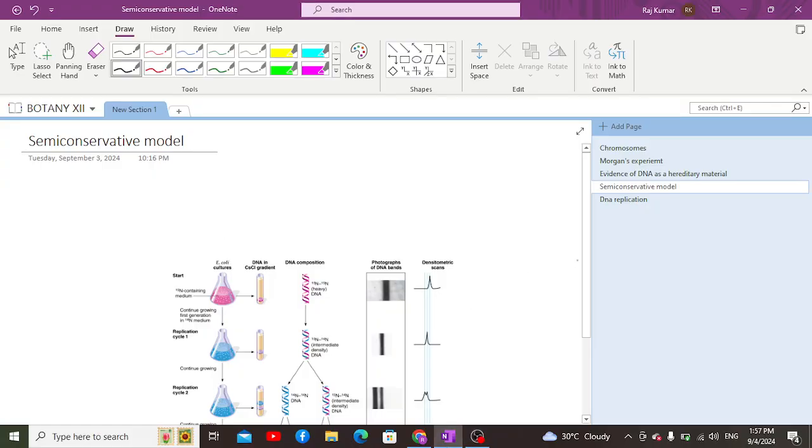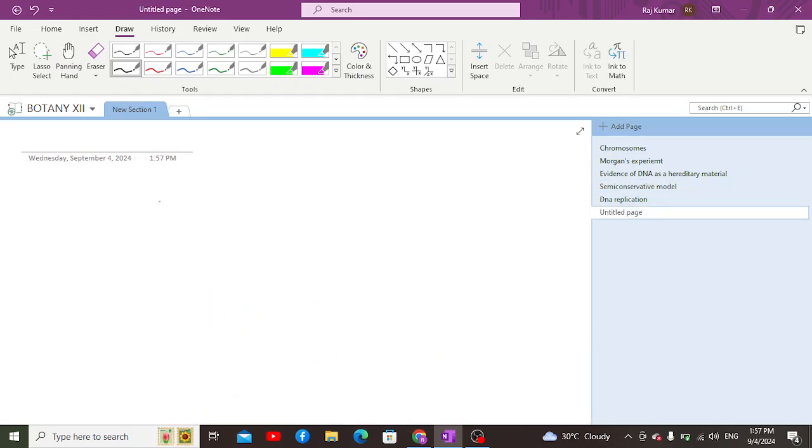The chemical nature of DNA. Before discussing the semi-conservative model and understanding the Watson-Crick model of DNA, we need to understand a few concepts about the DNA itself. What is DNA? The background of it. DNA was discovered by Friedrich Miescher.